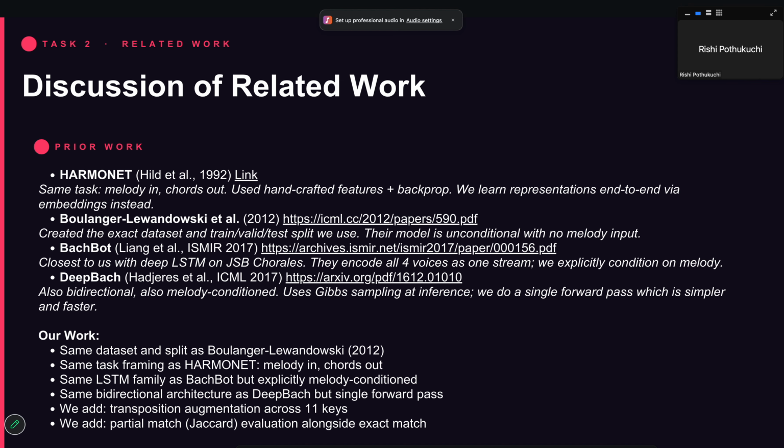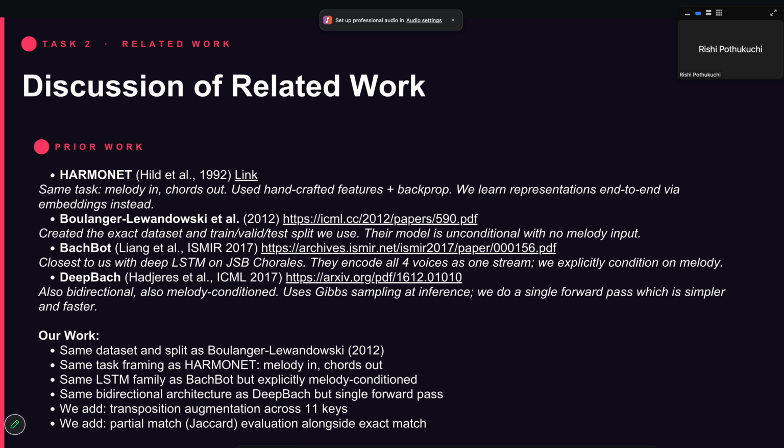The only difference is that this is a very old paper. We instead learn the representation using embeddings. The second paper is actually the paper that created this exact data set, which we used throughout the whole project. The third one is closest to us because it also uses an LSTM on the same data set.